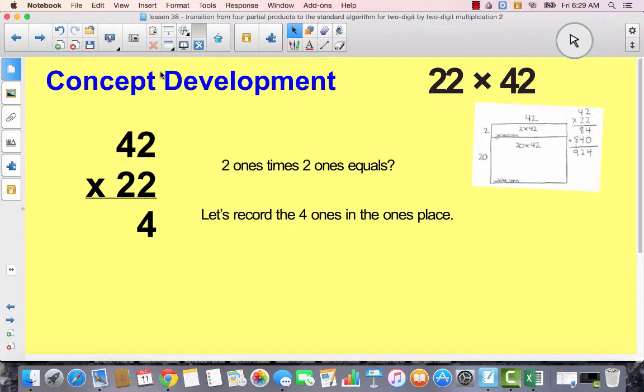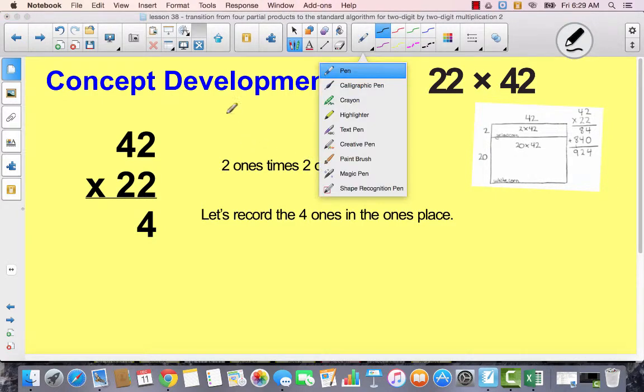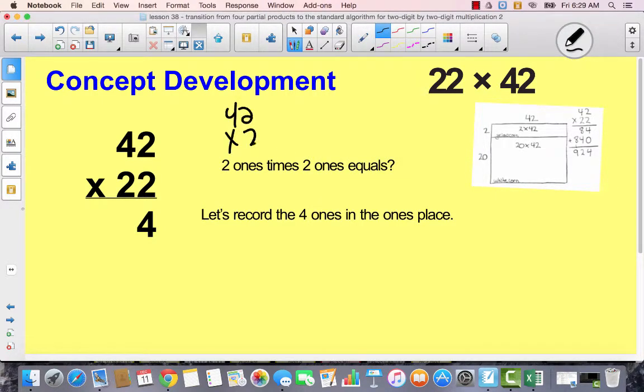All right, so the first problem we're going to do in your math journal is 42 times 22. If you look over here to the right, you're going to see an area model. And if you'll remember from yesterday, or from lesson 37, this is actually 42 times 2 and 42 times 20. Yesterday we were writing the problems out separately. We were saying 42 times 2, and then we would do 42 times 20. Today, we're going to do it all right here in this problem. It's going to be a little bit more efficient.